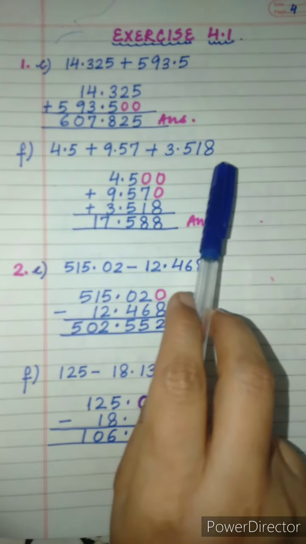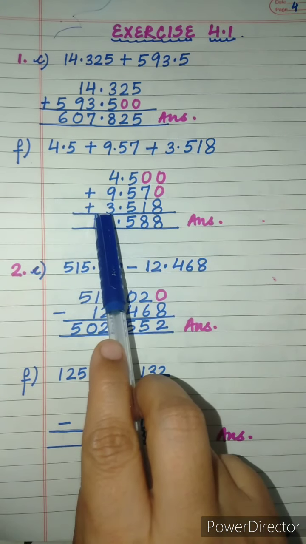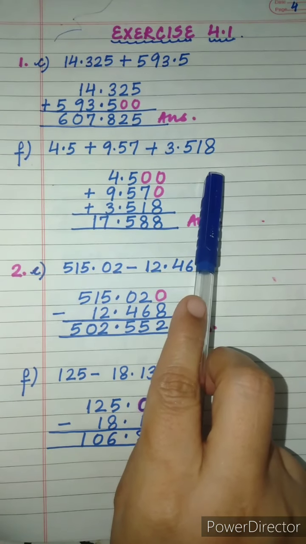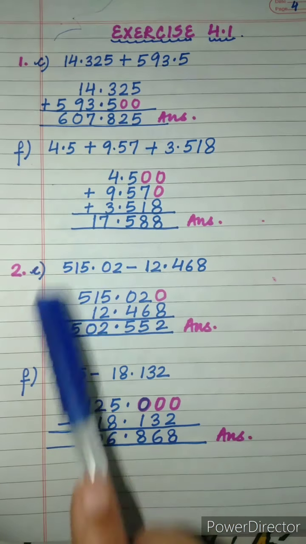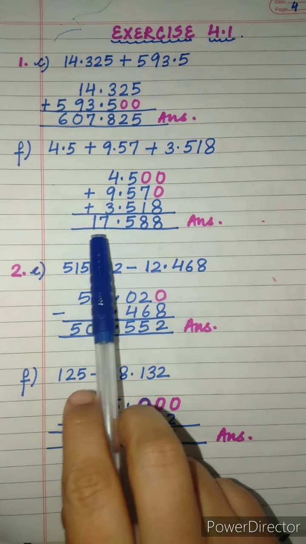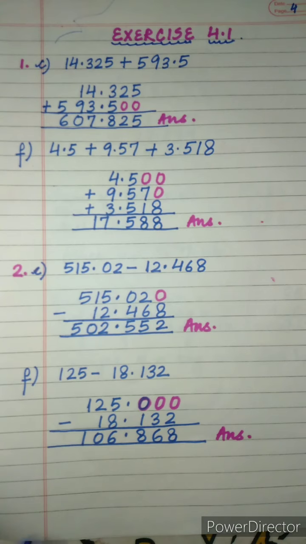Then again 3.518, decimal here. Before the decimal we have 3, so we have written 3, and after the decimal we have 518, and the places which are left empty, we have written 0 in those places. So by adding them we get 17.588 as our answer.